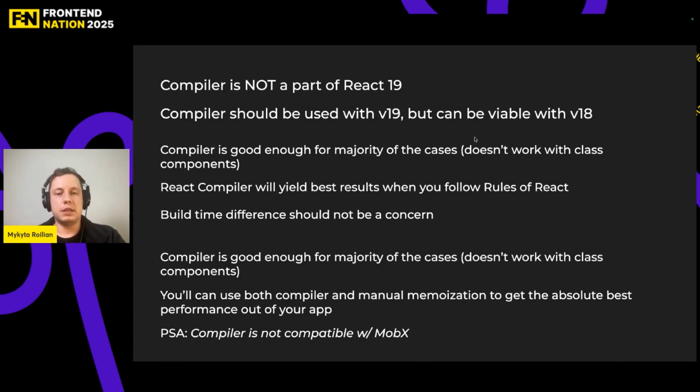That is if you want to squeeze that 99th percentile of the performance, but you can just rip it right now and you will see amazing results. And public service announcement, compiler is not compatible with MobX. So if your project is using MobX, you're kind of missing out.